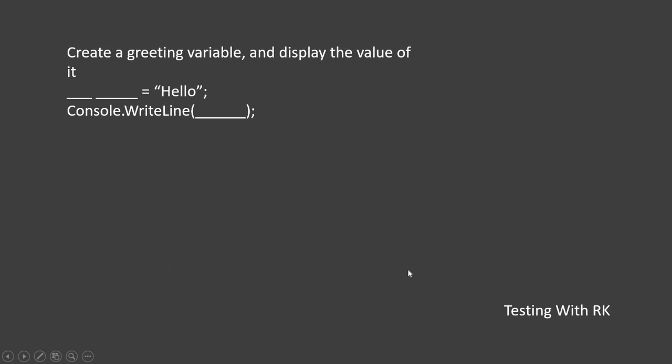So the next question: I would like you to create a variable called greeting and display the value of it. Remember from our tutorial, you define the type, the variable name and the value, and then you print it. Write your answer, pause the video, and when you're ready, play it again. So the answer is string greeting = "hello"; Console.WriteLine(greeting).